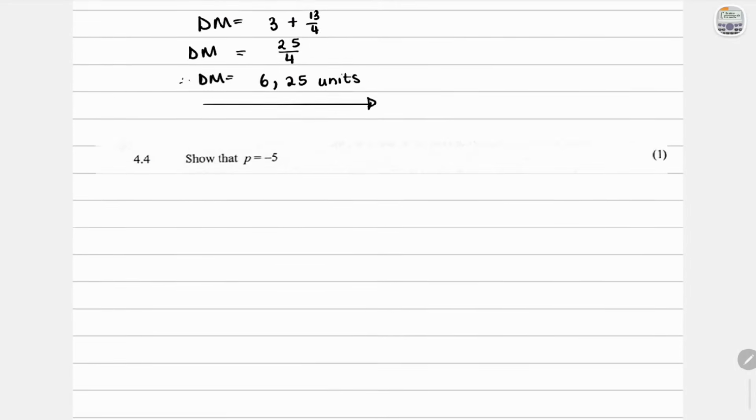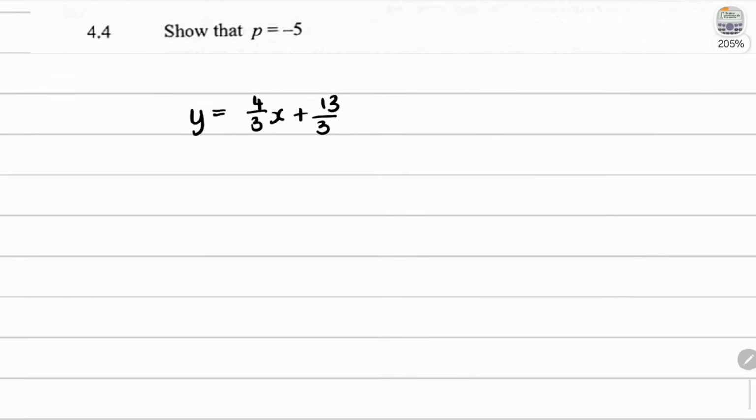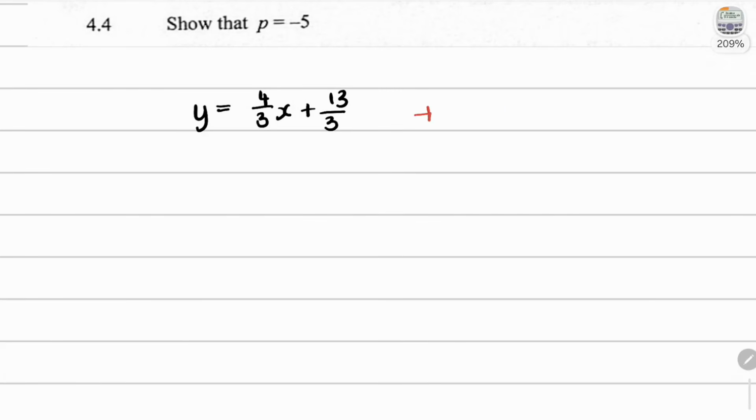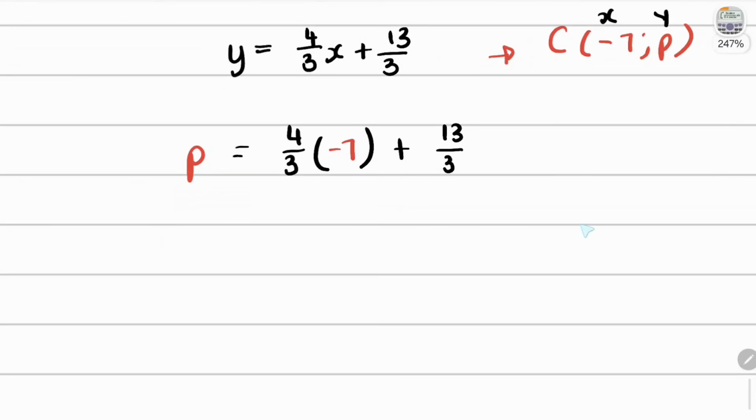So we need the equation of that line first. Okay, which is this, and let's substitute. So we know that C is this point -7 and P, which we're going to see this as our x and our y value. So let's just substitute. So the P is the y value, so we're saying that P is equal to 4/3, and in place of x, we say -7, then plus 13/3. Okay, let's simplify.